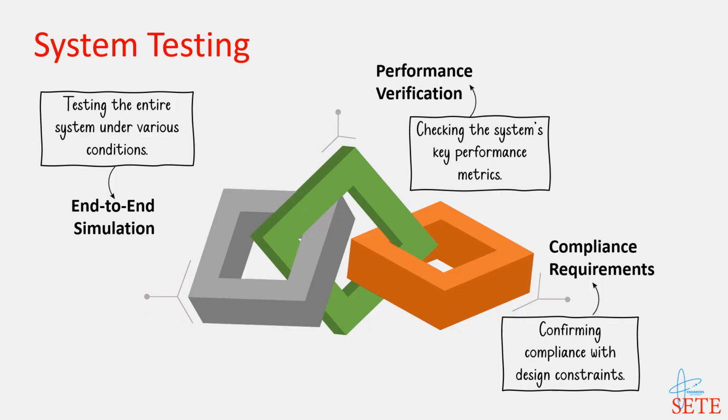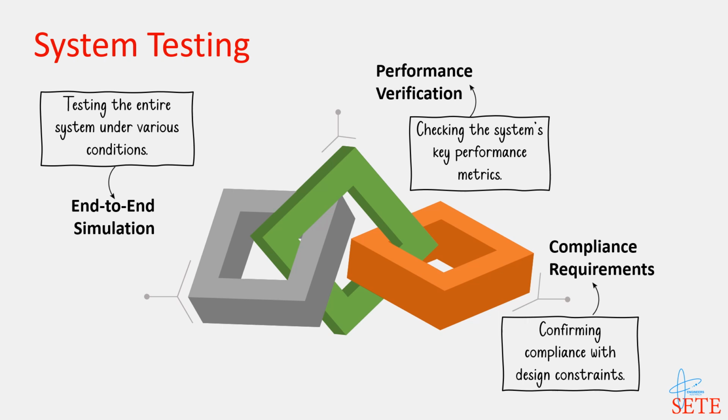System testing is the final phase of testing where we simulate the performance of the entire water distribution network under both normal and transient conditions. In system testing, we run end-to-end simulation to observe the behavior of the entire network during typical operations and during transient events. This gives us a complete picture of how the system performs as a whole. And then we verify that the system meets the performance criteria established during the design phase.